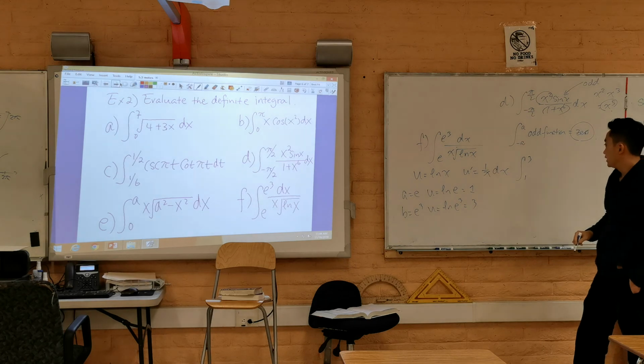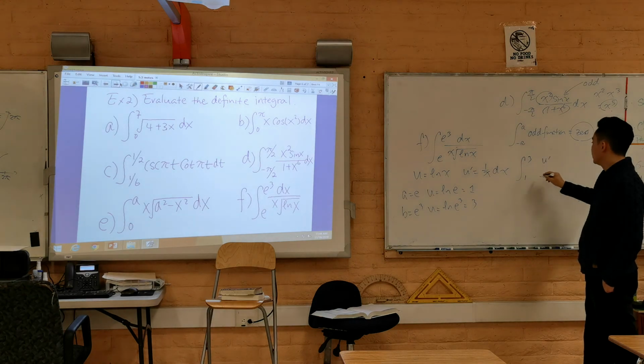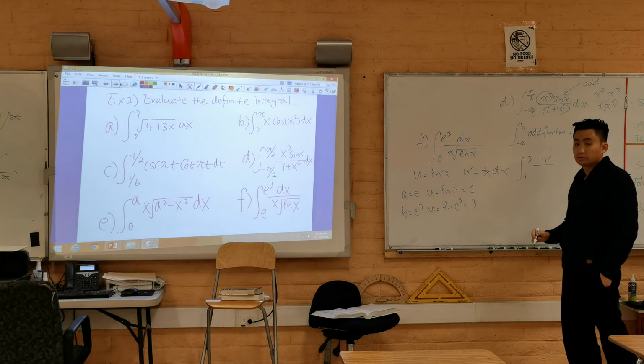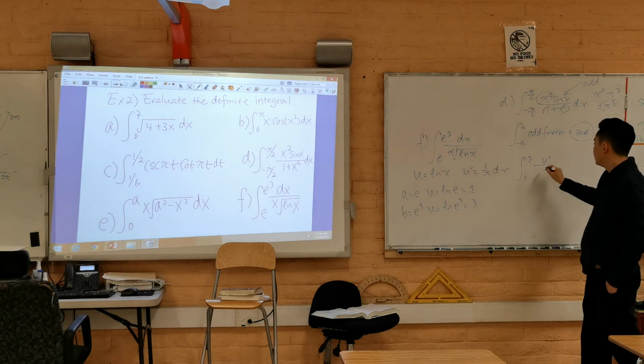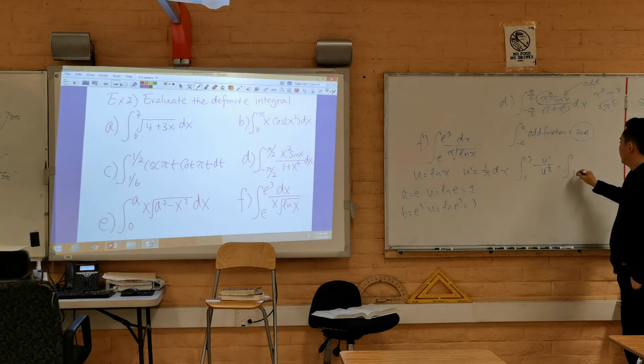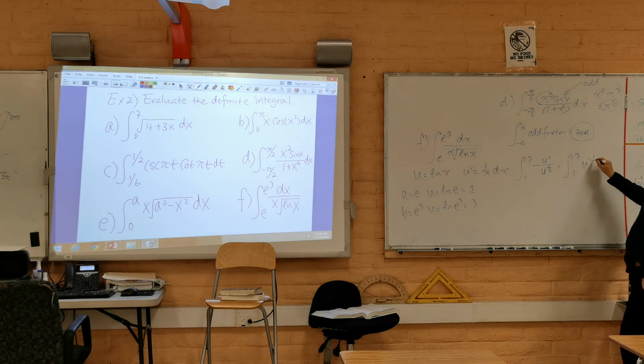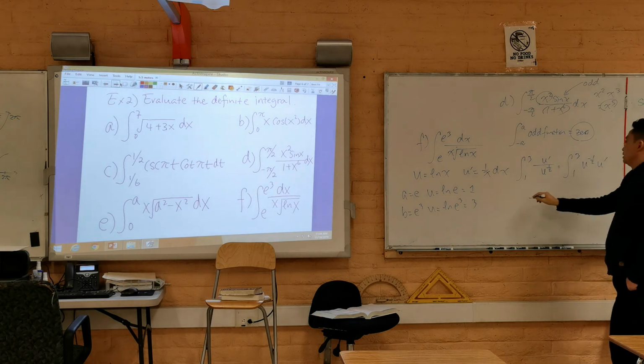So dx over x, which is u prime, let's put that on the top. And then over the denominator, square root of u. Then that'll be u to the power of 1 half. And then just rewrite it. So we got 1 to 3, the boundary, and then u to the power of negative 1 half, u prime.